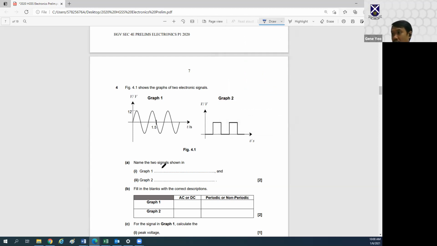Okay, name the two signals here. This is your sinusoidal. And this is your rectangular.